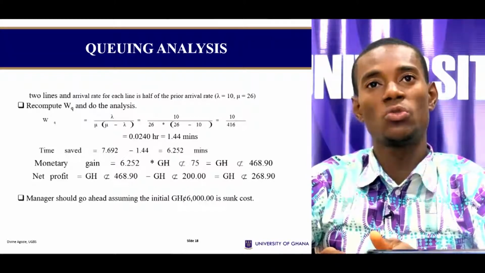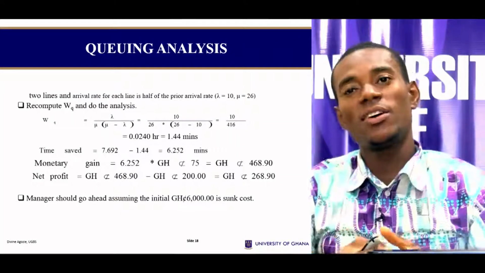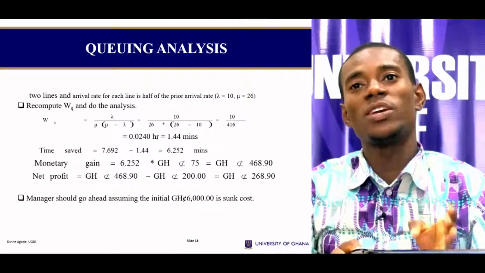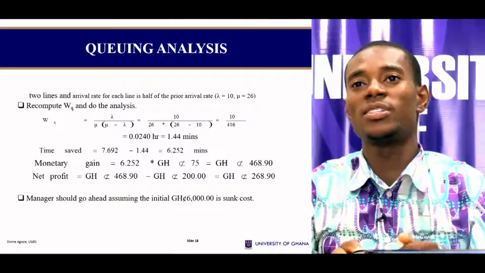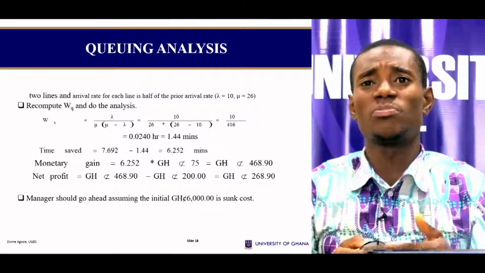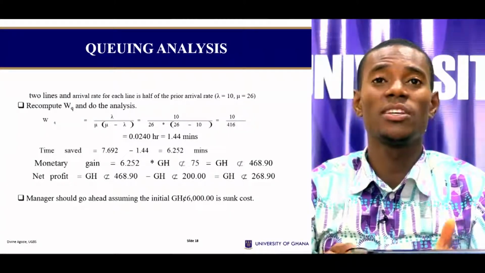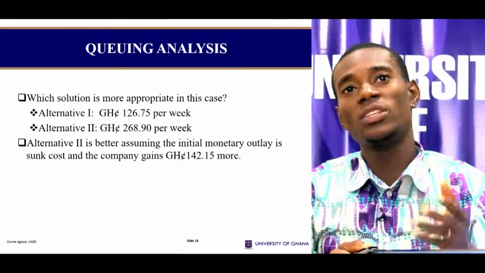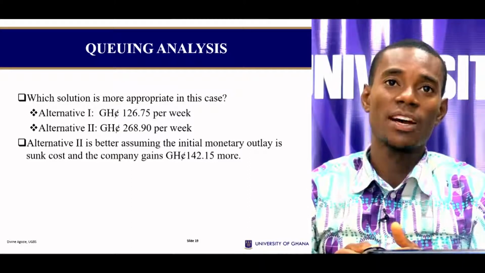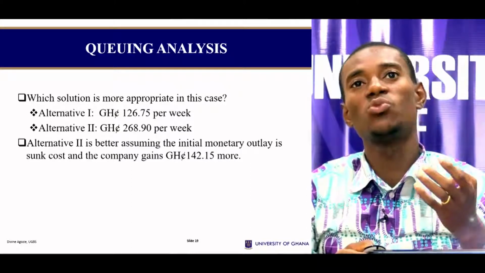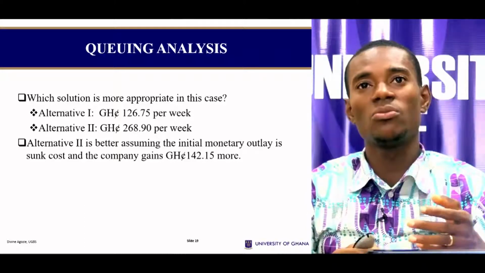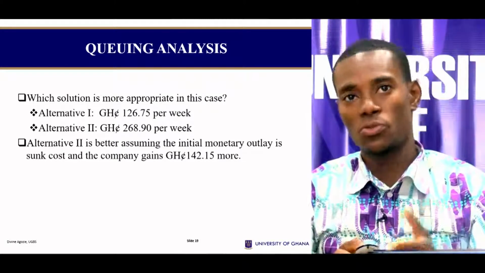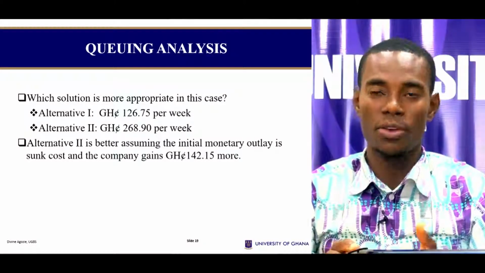So if we compare the two instances, getting an additional employee and building a new service window, in the previous case we are saving 126 and here we are saving 268. Because it's about profitability, and when it comes to profitability, it's maximization, you would want to consider the one with the higher option. So alternative 1 would give us an income of 126.75, and alternative 2 would give us an income of 268.90 per week. So I think the best is to pick option 2, which gives us the higher payoff.